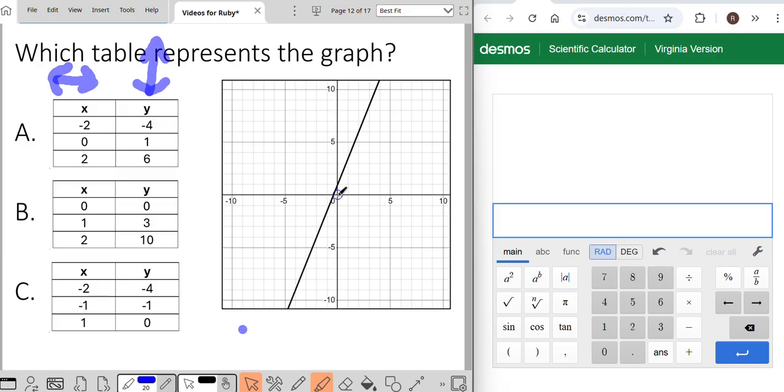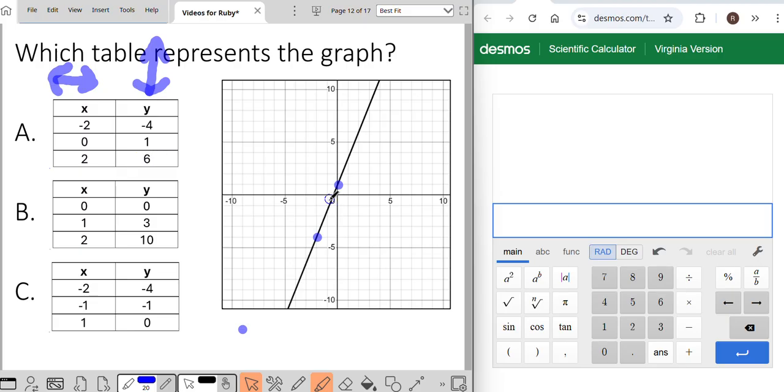So I start at 0, -2, -4 is on my line. So let's try the next one. 0, 1. Well, when I've got a 0, I don't go anywhere, right or left. And then the 1 is positive, so it tells me to go up. That's also on our line. Wow, we're doing pretty good so far.